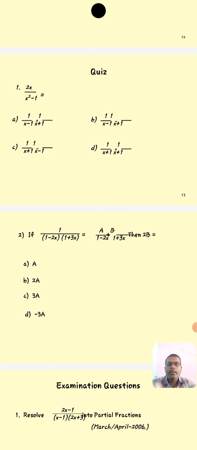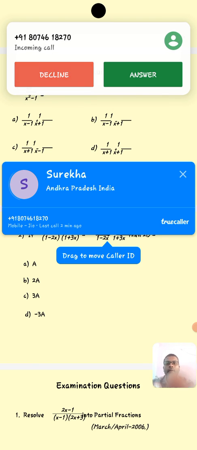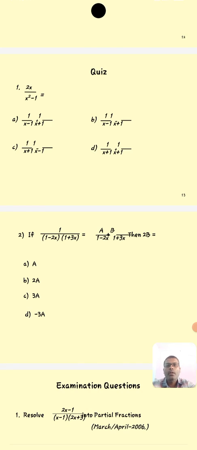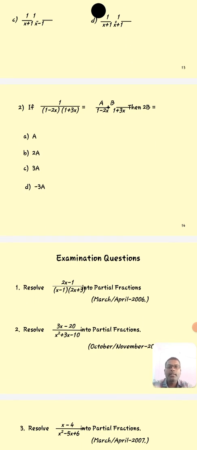2x divided by (x square minus 1) equals something. Here, observe the denominator; we have to split it into two factors. X square minus 1 is written as (x minus 1) into (x plus 1). The second question: if 1 divided by (1 minus 2x)(1 plus 3x) equals A by (1 minus 2x) plus B by (1 plus 3x), then find 2B. Same, resolving into partial fractions.